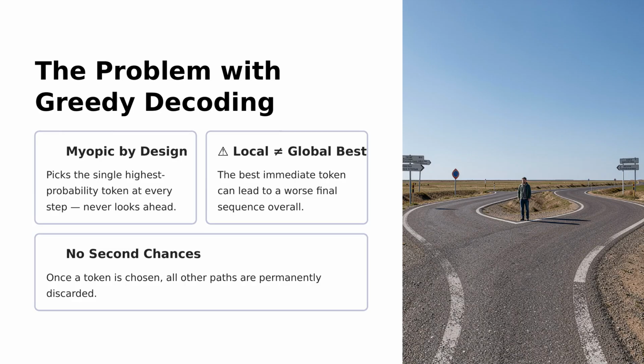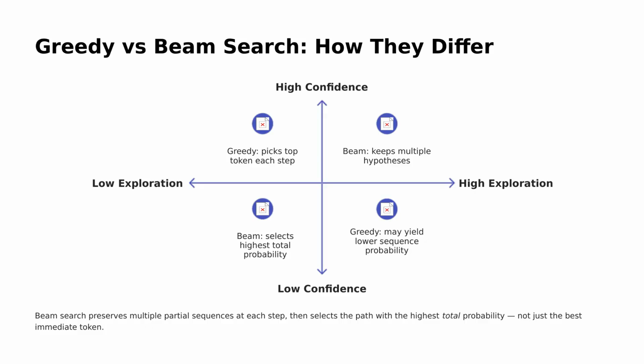Greedy decoding has a simple weakness. It's myopic by design. At each step, it picks the single most likely next token and never considers where that choice might lead. The problem is that the best local option isn't always the best overall sequence. And once that token is chosen, every other possible path is thrown away. So greedy decoding is fast, but it can easily miss better, more coherent results.